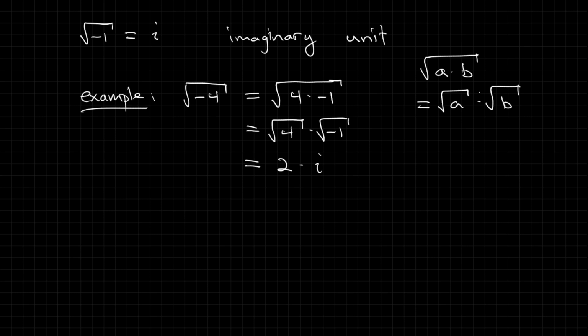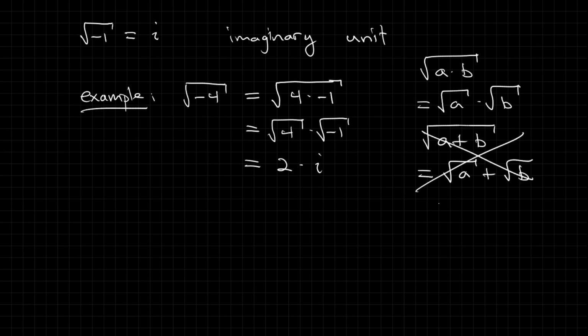Now, please be careful. It is true that the square root of two numbers multiplied together is the first number's square root times the square root of the second number, but it is not true that if you do the square root of the addition, that's equal to square root A plus square root B. This is not true. So for example, it would be a mistake to say the square root of 4 plus 4 is equal to the square root of 4 plus the square root of 4. That would be an error.